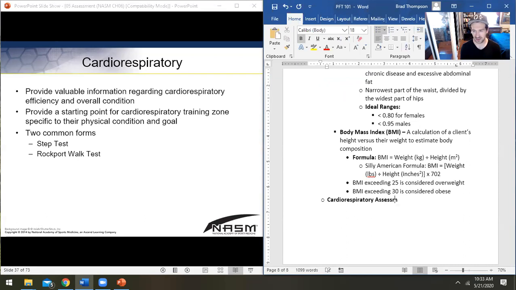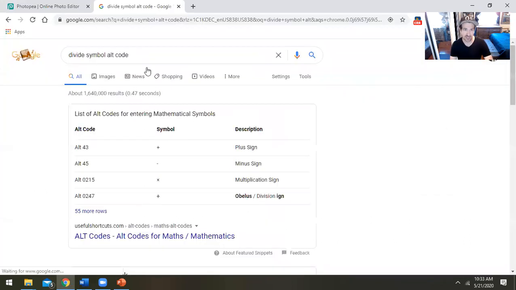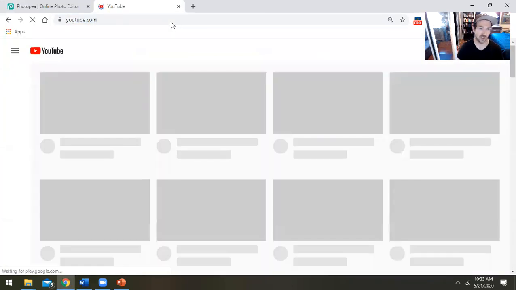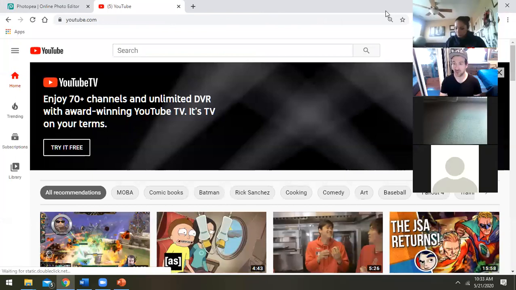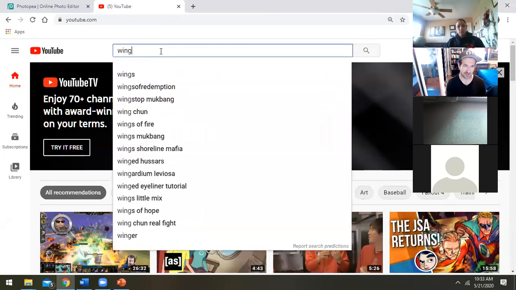Cardiorespiratory assessments. Two key ones here. Now, for the record, there are more. I'm going to show you a quick little video, actually. We've already talked about the Rockport walk test in our seniors class, so I know you guys are pretty familiar with that. So we'll just slap that into your notes. We've talked a little bit about the YMCA 3-minute step test as well. But one that we didn't go over is the Wingate test, and this is kind of a fun fitness assessment.